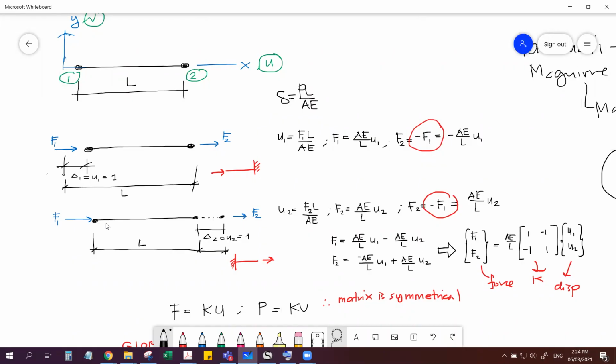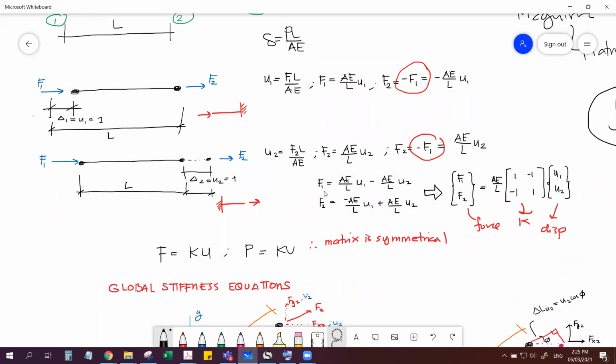Next condition is let's assume a fixed support on the other end. Now F2 will be elongating the bar. So we have delta 2 because the deformation is in node 2, or designate that as u2, which is 1 unit displacement. Therefore, u2 is equal to F2 L over AE. Rearrange that: F2 is equal to AE over L times u2. Again, F2 is the negative of F1, so we have AE over L u2, the negative is there, negative F1. Okay, that's it.